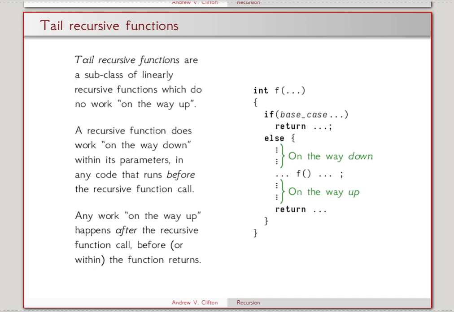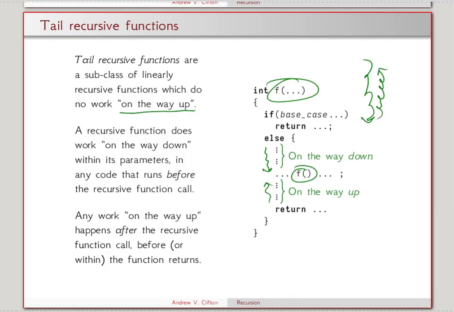Tail recursive functions are the ones where we don't do any work on the way up. Remember our structure: if we have a recursive function f, and the recursive call f inside of it, anything above that call happens on the way down, as we work our way down the recursive tree. Anything after the recursive call happens in reverse order on the way up.